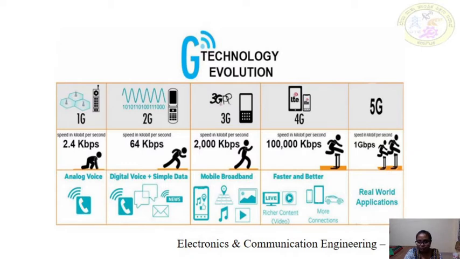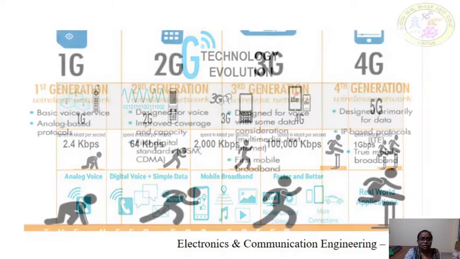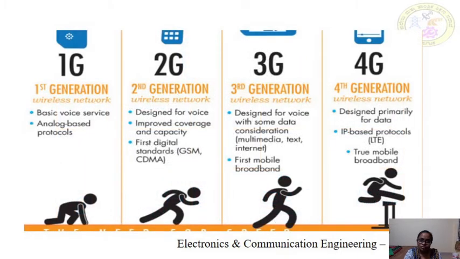After some years, the second generation of mobile was launched in the market, where it has a speed of 64 kbps, and it is designed for voice as well as messages, and it has improved coverage and capacity. It is the first digital standard, that is GSM as well as CDMA. CDMA means code division multiple access.